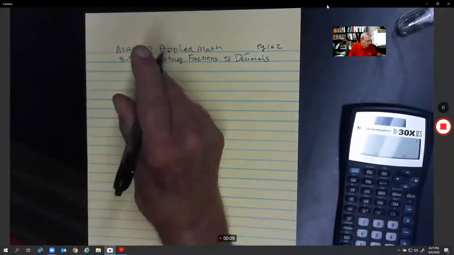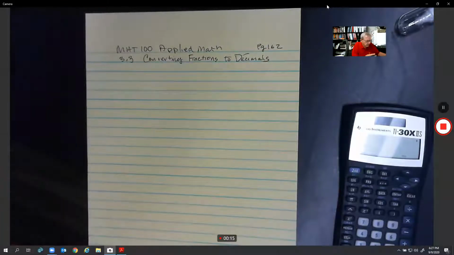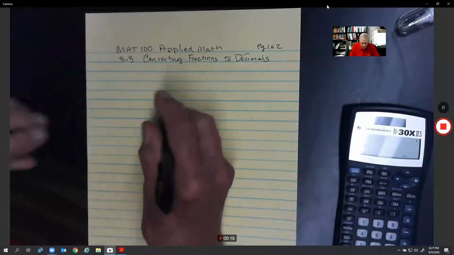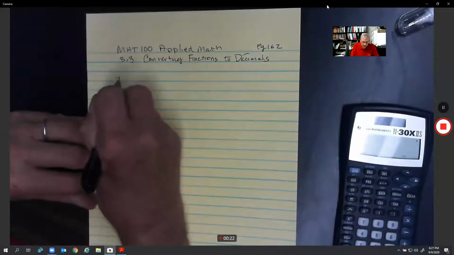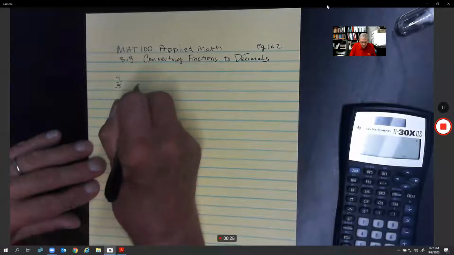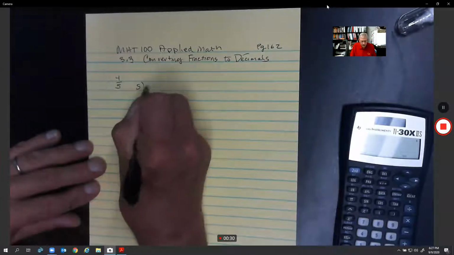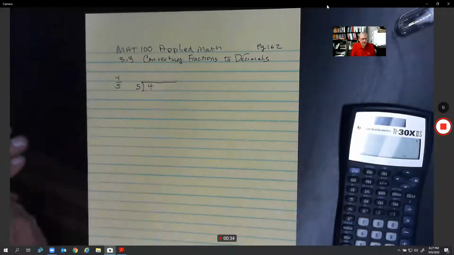All right, so what I'm going to start out with is just show you the basic idea of how to change a fraction to a decimal. Let's try a simple one here. Let's say we have 4/5, and we want to change that to a decimal. All we have to do is divide the denominator into the numerator, bottom into the top.